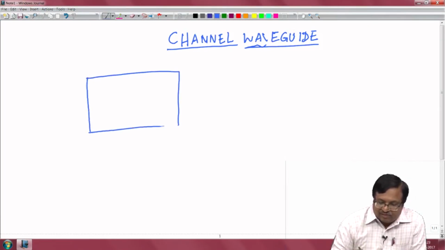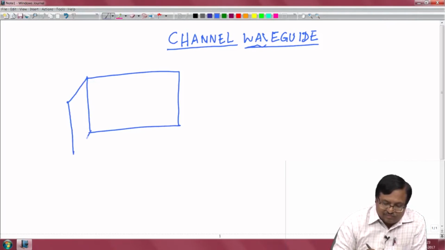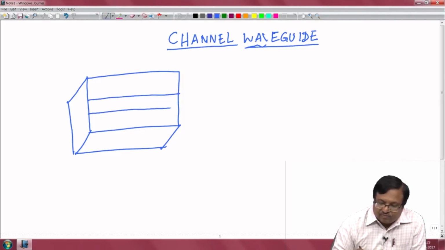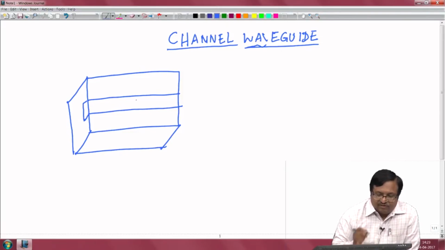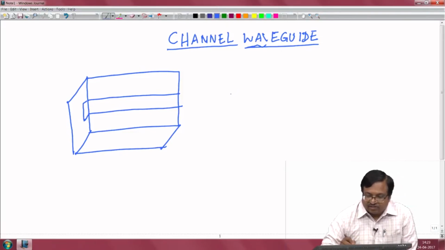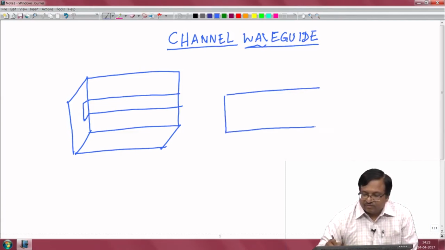So, a typical configuration of a channel waveguide is as follows. We have a substrate, I am drawing the top view, and also all these projections. We shall worry about how to fabricate these later on, but you can assume that this can be formed by diffusing some material into the waveguide region. The cross section will look like this. In this region the refractive index is higher than in the substrate.